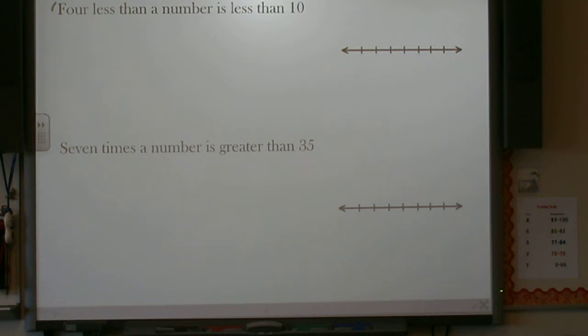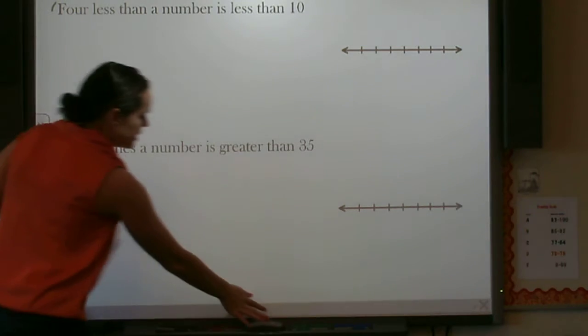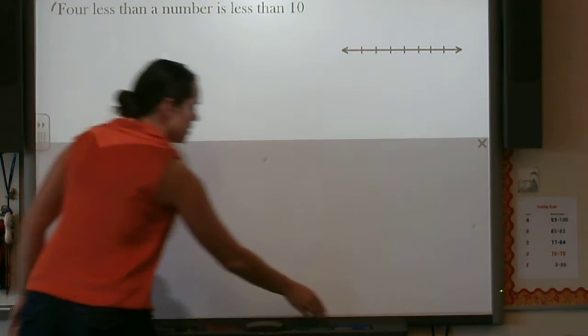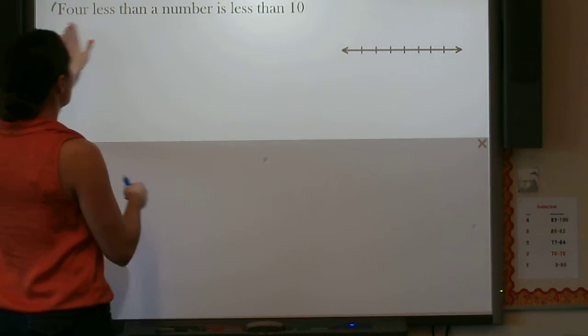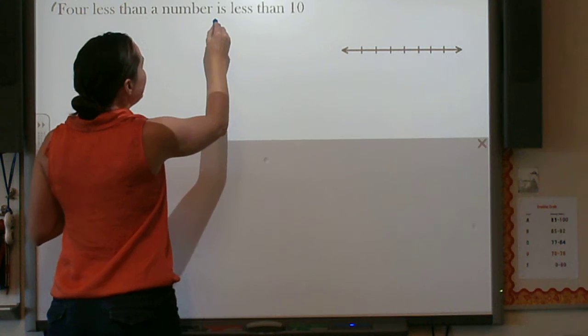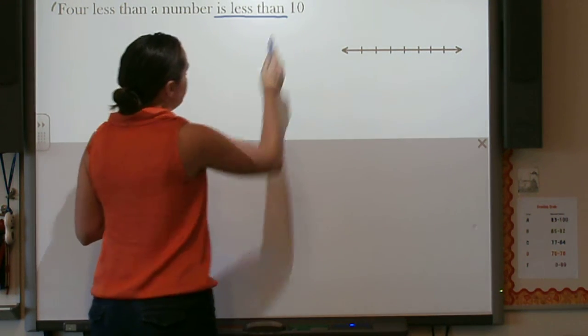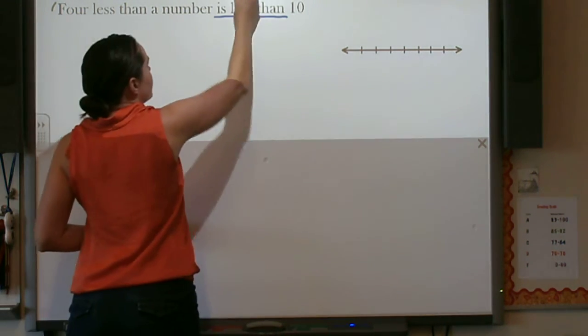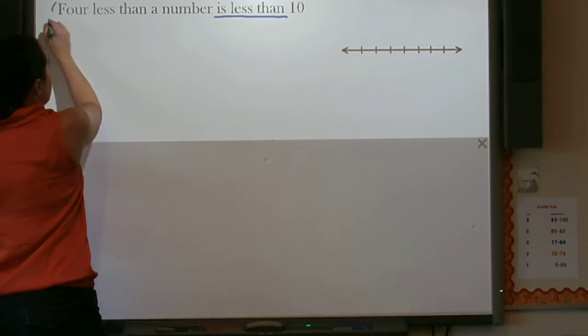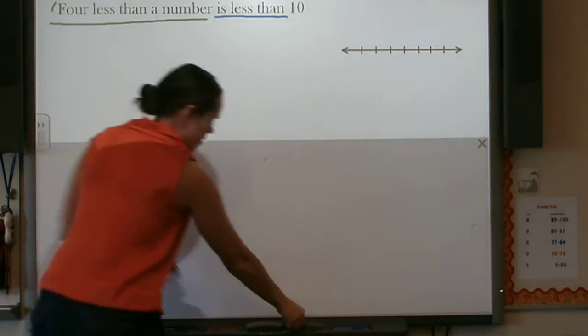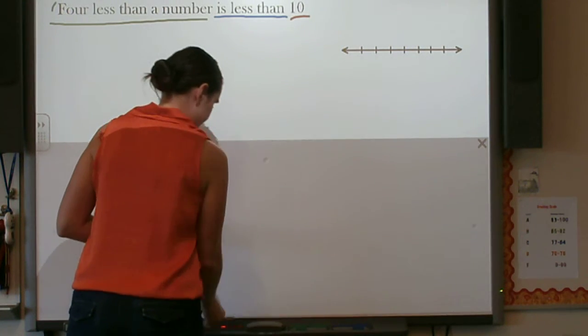Alright, our next example is 4 less than a number is less than 10. Okay, so I'm going to identify my inequality symbol first. So 4 less than a number is less than. Okay, so that means that I have a less than symbol that separates my two expressions, 4 less than a number and the expression of 10.